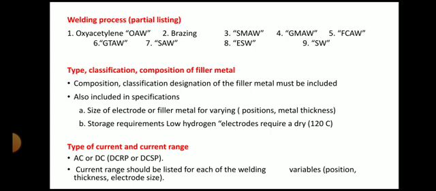Then the type of current and the current range, what kind of current you are going to use, whether it is AC or DC. If it is DC, then DCRP, that is direct current reverse polarity, or DCSP, that is direct current straight polarity. That you have to mention. Then the current range should be listed for each of the welding variables. If you are performing welding through a number of passes, then for different runs you may use different voltage and current, so that also you have to mention. Then the position of weld, thickness of the plate, and size of the electrode, that also you have to mention.